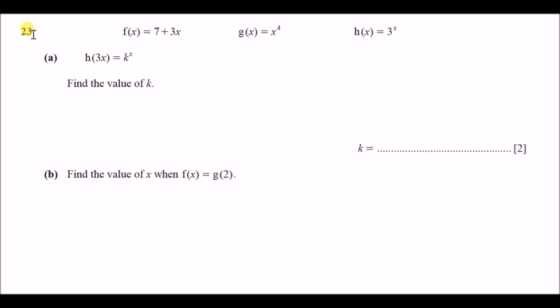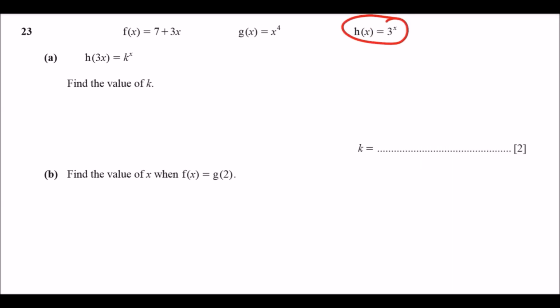Okay guys, final question of the paper. So number 23. We're given 3 different functions f, g, and h with their own expressions. Now they tell us that h at the point of 3x, so when you replace x with 3x, you get k to the power x. Find the value of k.